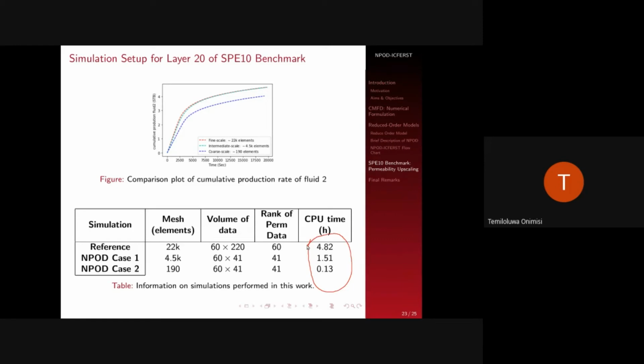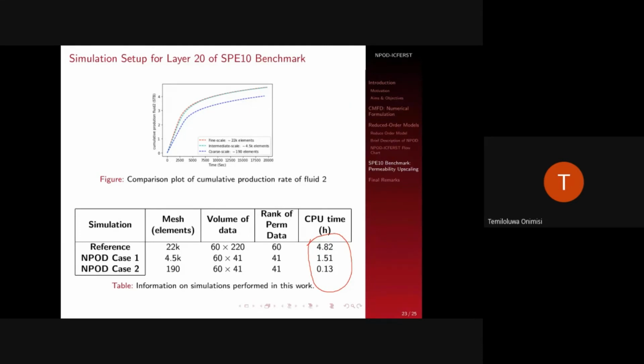And we can see the CPU time. It's quite large. We used about 4 hours 82 minutes to run the reference case, and we just used 1 hour 51, that's in CPU time, to run the coarse, intermediate scale case, that's using our NPOD IC first model. You can see the time difference is quite large, comparing it to the similar results that were gotten, quite reducing the computational burden in terms of time and space too.